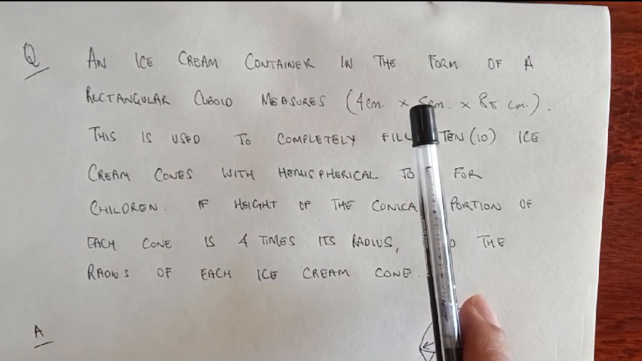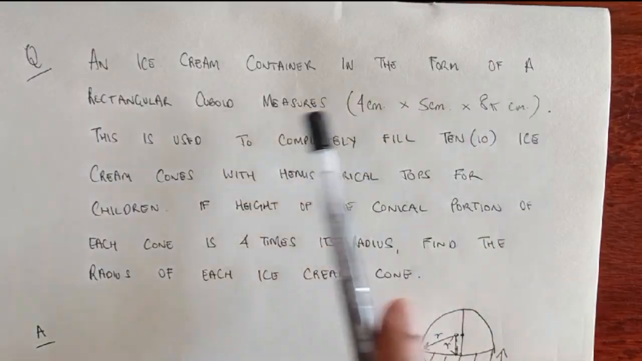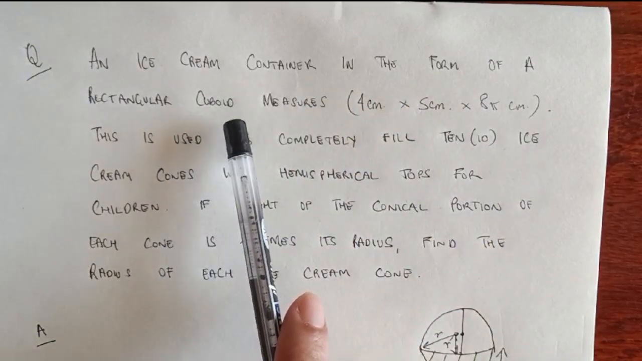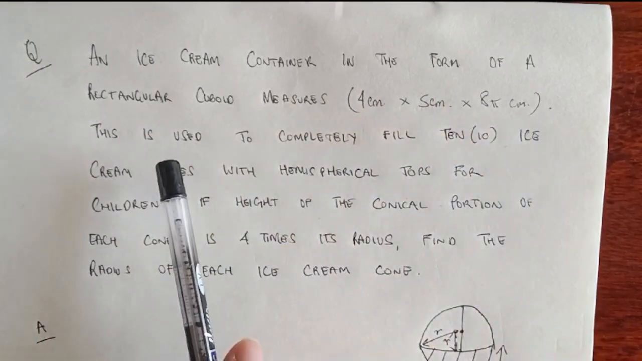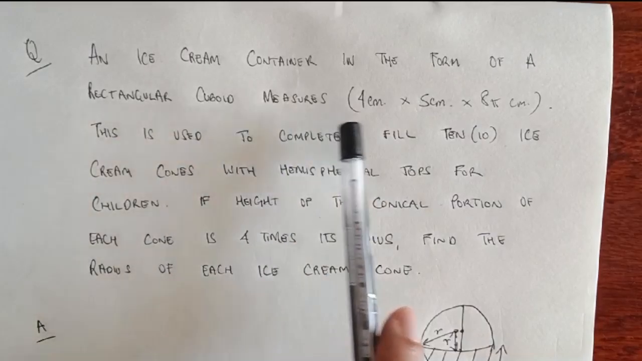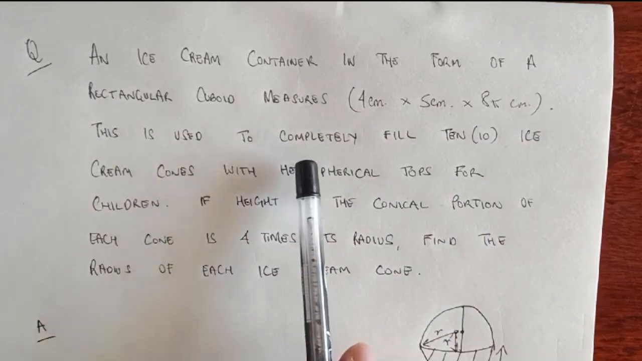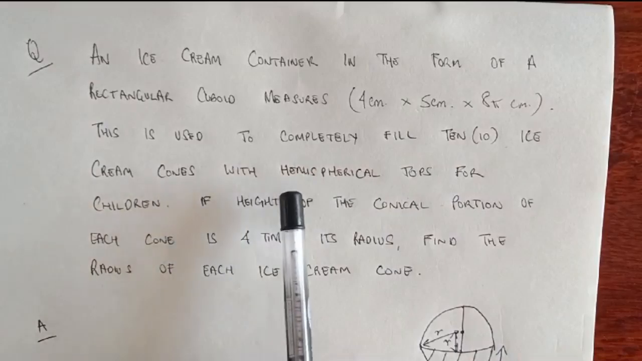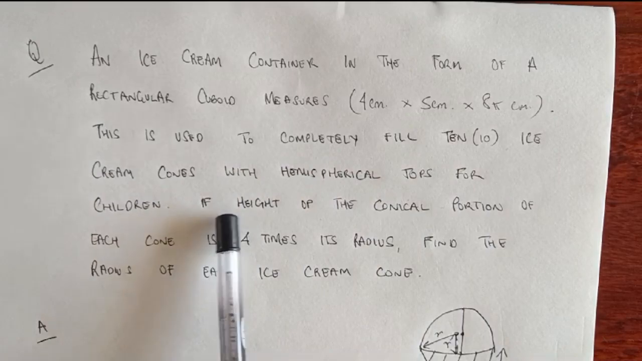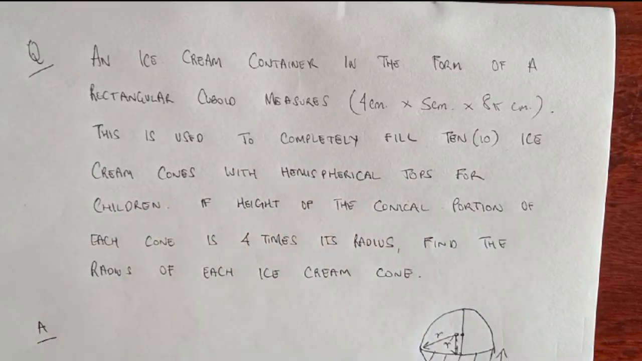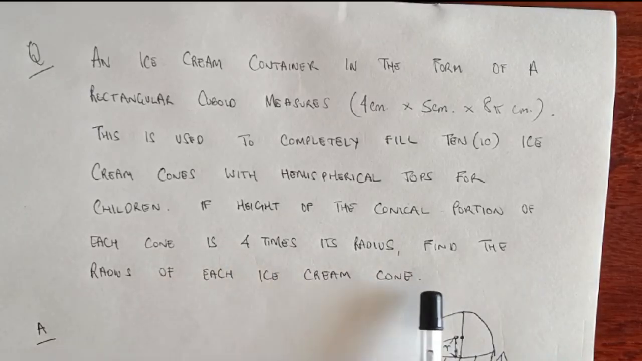Everybody loves ice creams and we have got summer coming in India. An ice cream container is in the form of a rectangular cuboid that measures 4 centimeters into 5 centimeters into 8 pi centimeters. This is used to completely fill 10 ice cream cones with hemispherical tops for children. Want ice cream, children? If the height of the conical portion of each cone is 4 times its radius, find the radius of each ice cream cone.